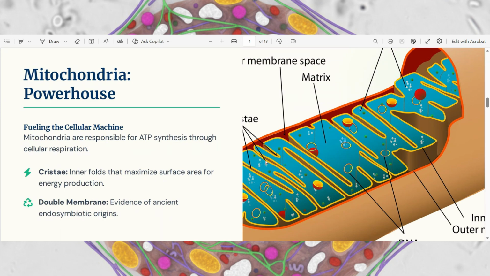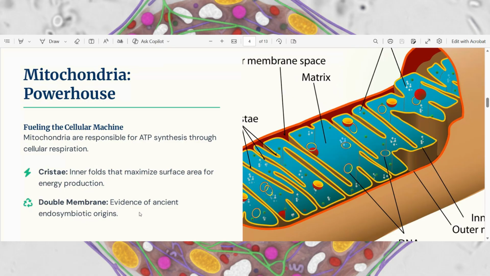What's interesting about the mitochondria, well, many things are interesting about it, but nature thought of clever ways to maximize surface area. So these cristae are these inner folds, you see? Boom, boom, boom. What that does is, instead of it just being one single thing, you have these folds that increase the surface area, so therefore more chemical reactions can occur at this level. It's also a double membrane, evidence of ancient endosymbiotic origins.